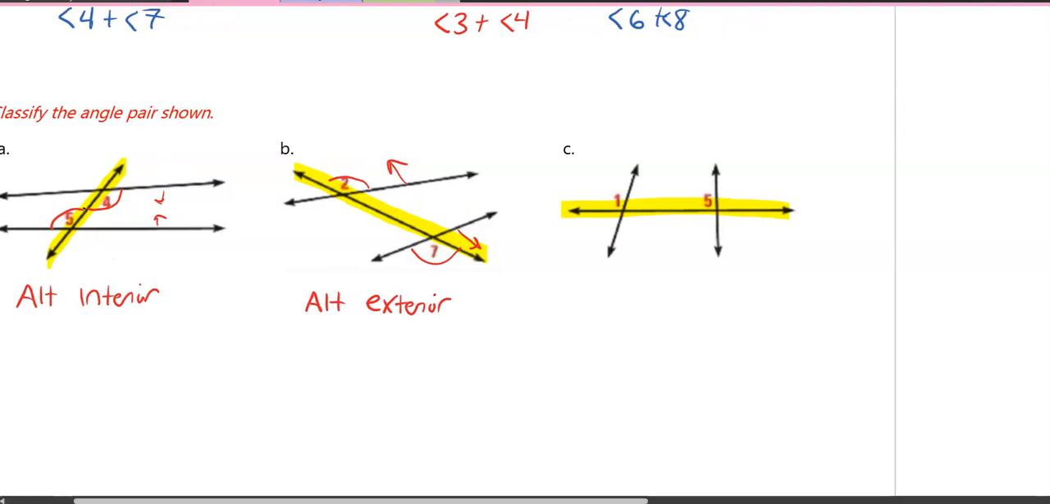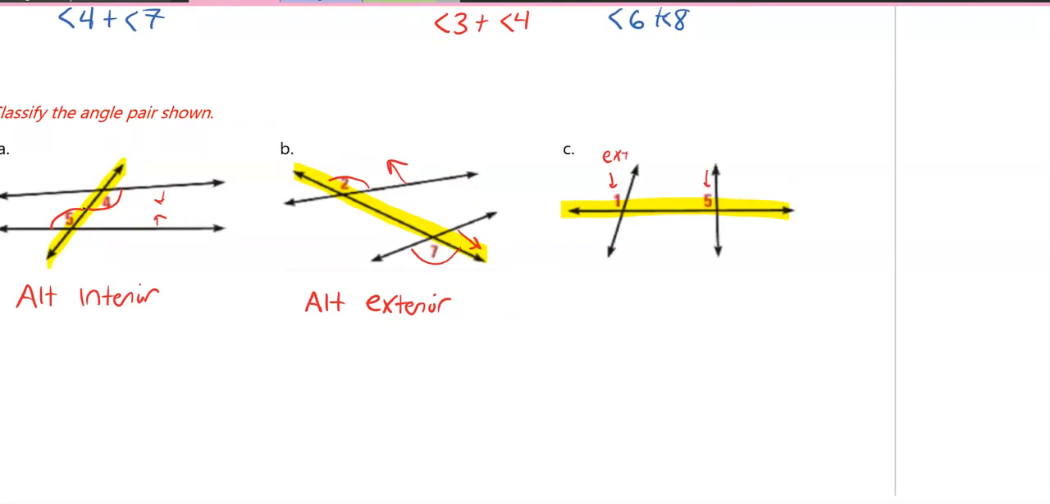And then for our last one, if you're looking at interior versus exterior, 1 is technically an exterior, 5 is technically an interior. So those alternate interior or same side exterior definitions, none of those work. But what we do know is that 1 is located above the transversal and to the left of the line. 5 is above the transversal and also to the left of the line. So these then would be considered corresponding angles. So corresponding angles technically have always one interior and one exterior angle. So that might be one way to tell corresponding angles apart from the other 4 definitions.